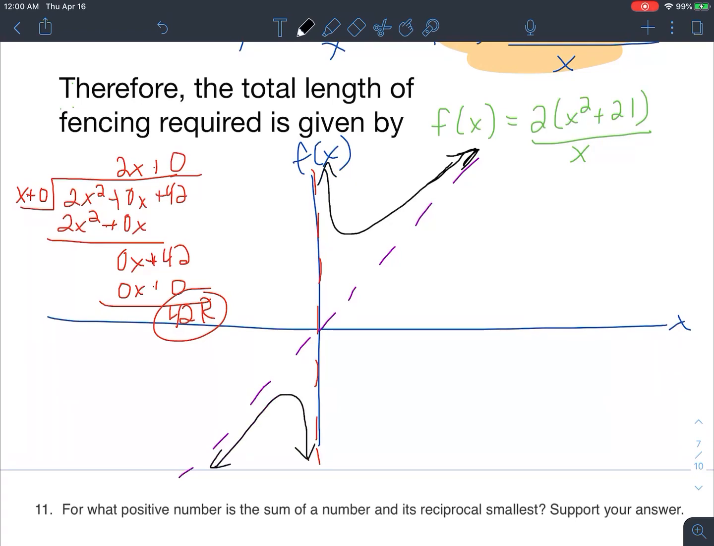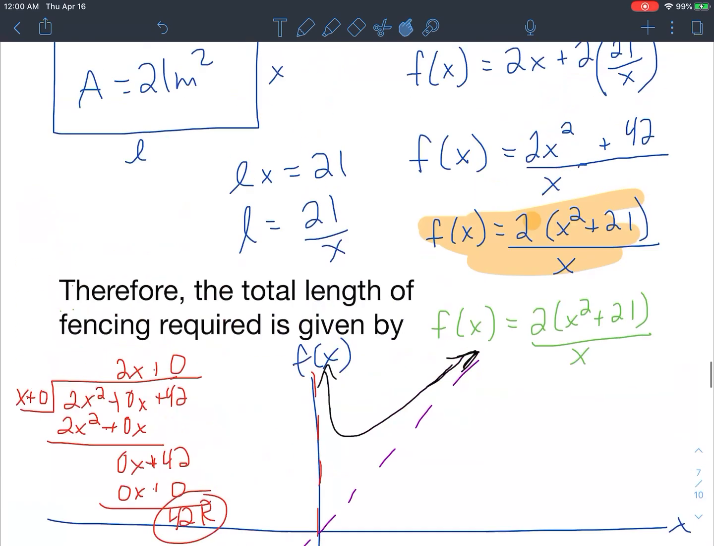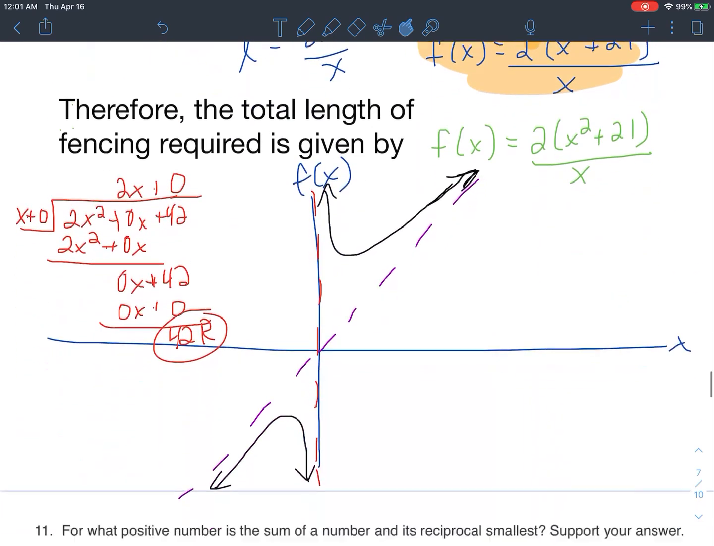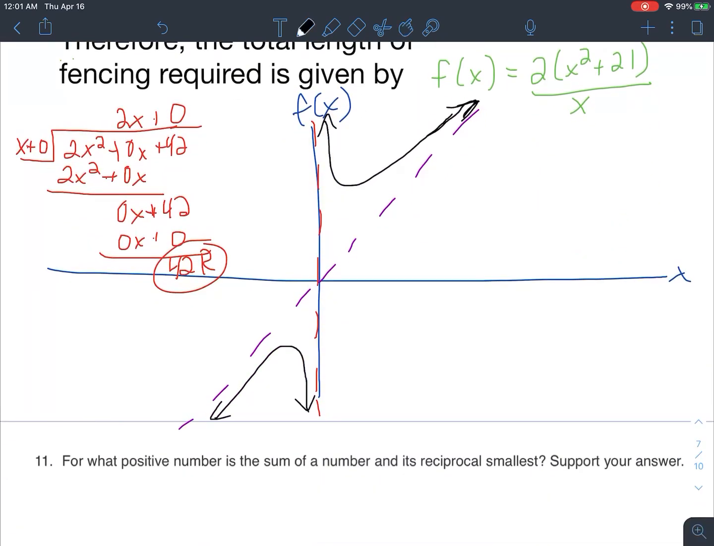Now, what does this negative mean? It's talking about the amount of fence. Well, you're not going to have a negative amount of fence for x. You're not going to have a negative length. So all this part is kind of garbage. It's really the positive stuff that makes any sense at all.